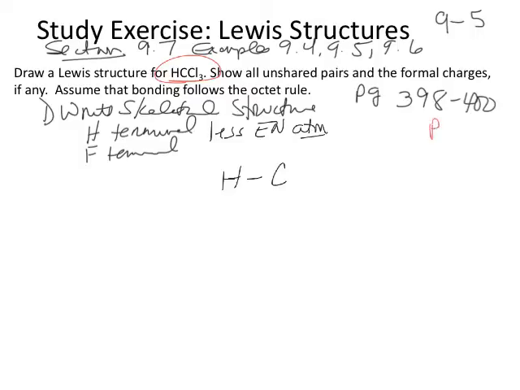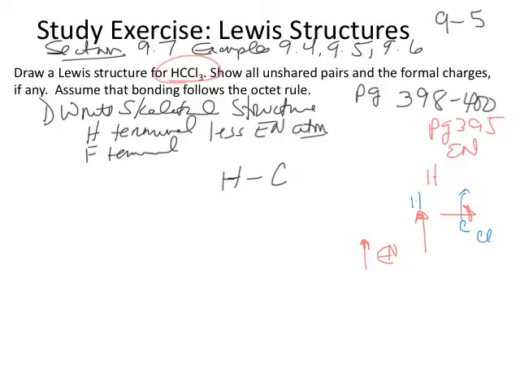If you look at page 395, you have electronegativities. You don't have to memorize this. You do have to know that increasing electronegativity is up a row, up a group, and across a row. And you have hydrogen over here, you have carbon, and you have chlorine here.